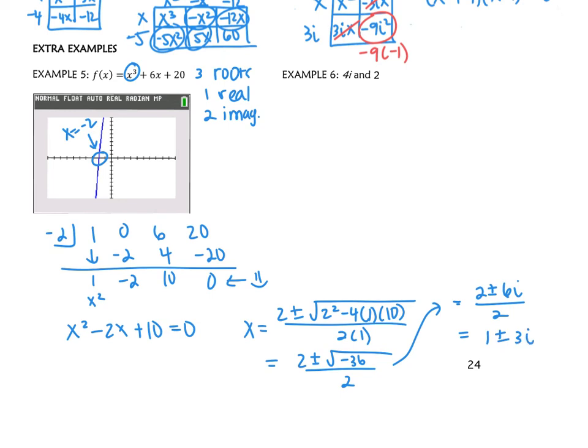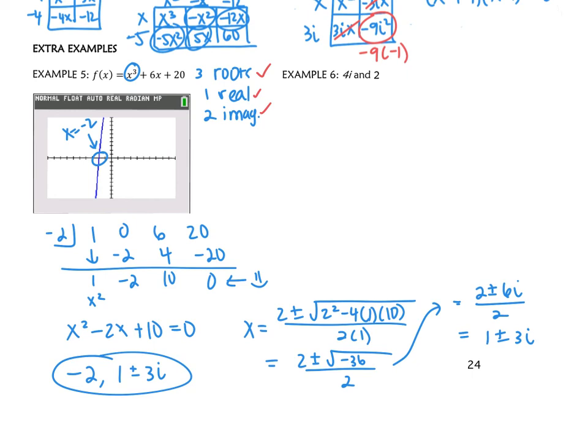As we've talked about, our work here is all over the place. It's hard to follow. So please write all of your answers in one spot. From the graph, we got negative 2, and then we got 1 plus or minus 3i. Let's ask ourselves, is that what we thought was going to happen, or what should have happened? Did we get 3 roots? Yes, we did. Is 1 real and 2 imaginary? Yes. So our answer checks out.